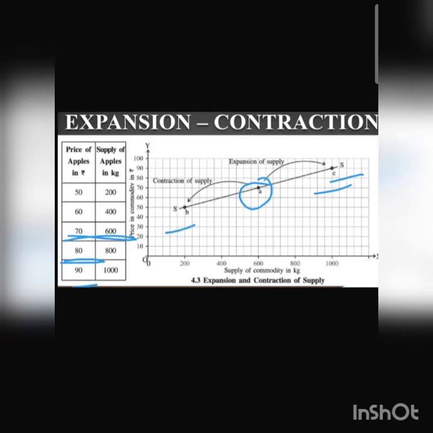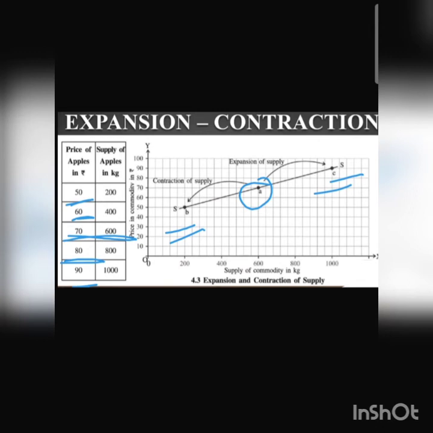Thereafter, you can see from 70 to 60, if the price decreases, the supply also decreases. And then when it is 50, the supply is just 200. So from A to B you can see the arrow, that is the contraction of supply when the price is decreasing. So this is how you will plot all the points and alphabets according to the expansion and contraction of supply. Both things you need to keep in mind.